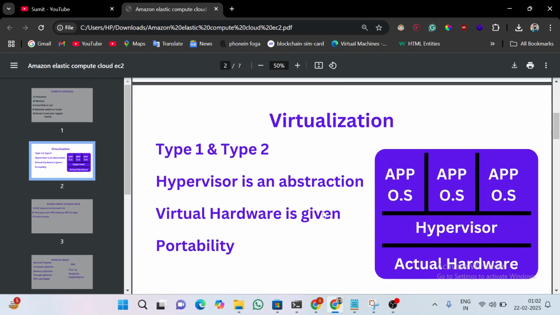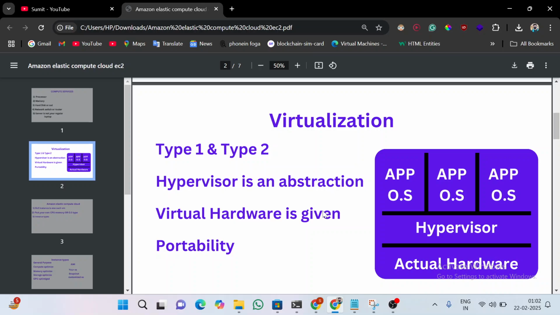So let's see how AWS provides us the compute services. It's called virtualization. There are two types of virtualization, type 1 and type 2. Type 1 virtualization happens at the hardware level, and type 2 virtualization happens at the OS level. You must have heard about VMware, VirtualBox, or Docker. These are type 2 virtualization. They run on top of an OS. They need an OS to run on, and then they provide you a sandbox environment.